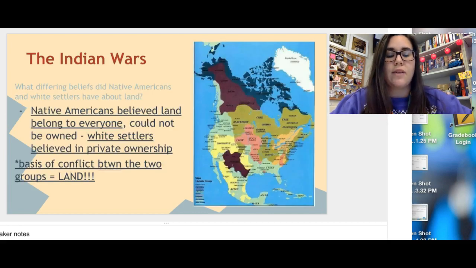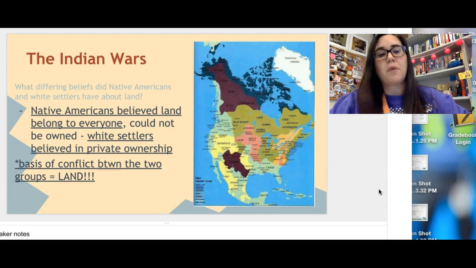So we know whenever we began our study of American History 1, the entirety of the North and South American continents were settled by Native American tribes. This map shows us some of the names that we're familiar with: Creek, Sioux, the Crow, Shoshone, where those tribes primarily lived.